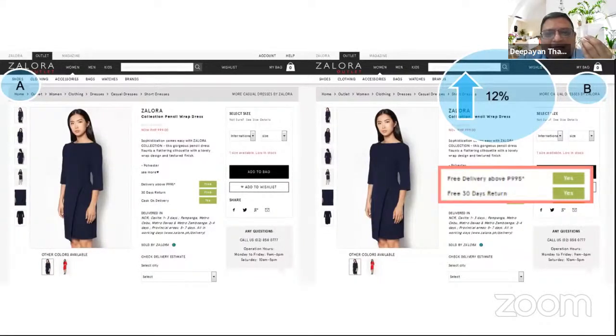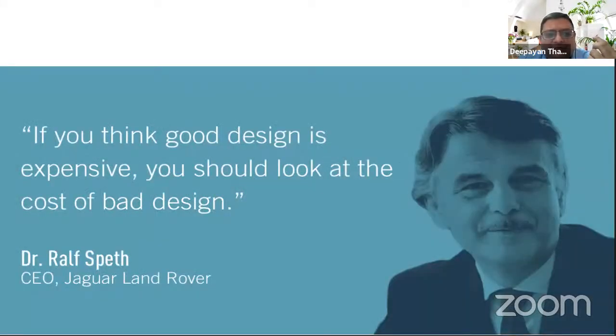And I think overall, with that, I would like to conclude my presentation with a simple thought from Dr. Ralph Path, who is the CEO of Jaguar. He says that if you think good design is expensive, you should look at the cost of bad design. With that, I conclude my presentation. Over to you, Suresh. Thank you.